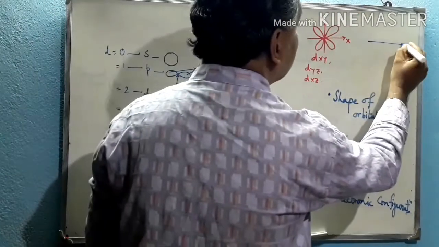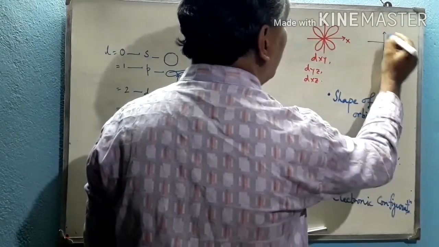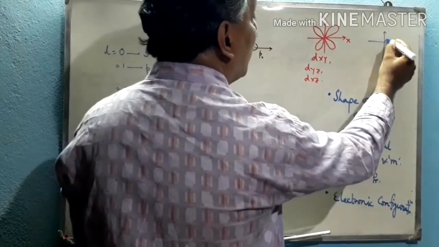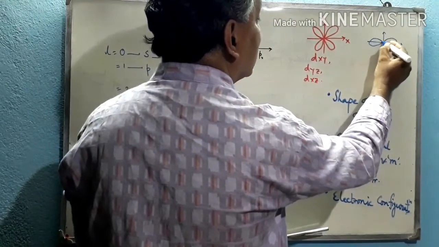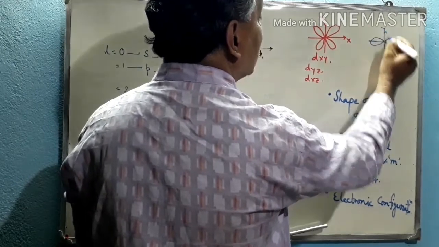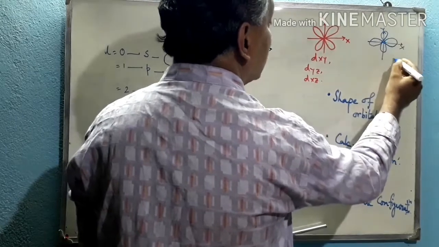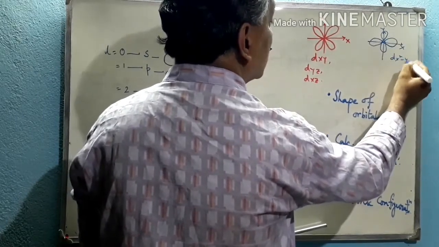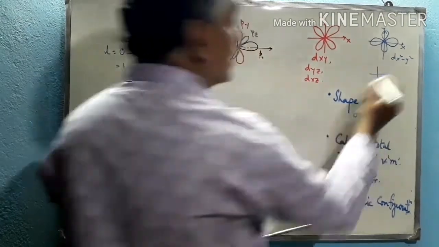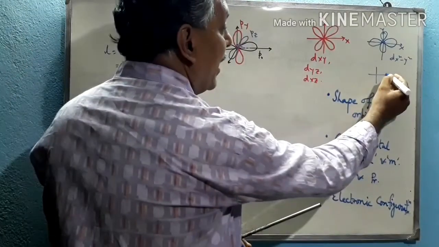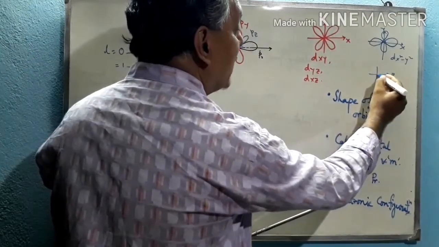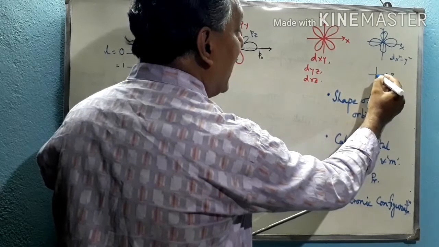Suppose the x and y-axis lie mutually perpendicular. The 4 lobes are on the axis, known as dx square minus y square. This is dx square minus y square. And the last is dz square on the z-axis. That means the lobe is on the z-axis only.